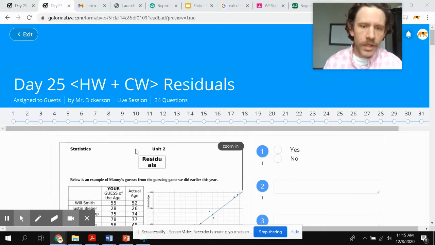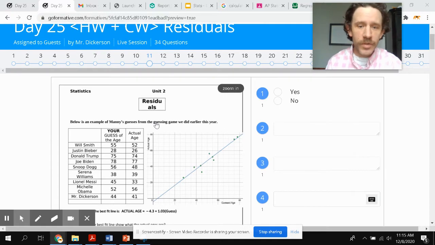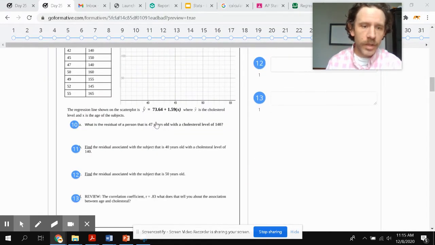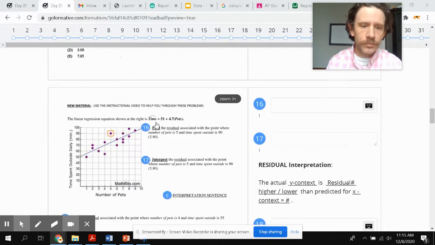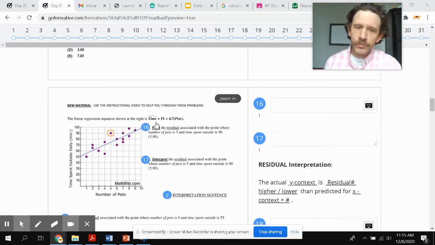Hey, stat students, we are going to talk about residuals and how to interpret them. So here's the deal. When we go to this problem down here, number 17, we've got to interpret the residual. So first we've got to get the residual to be able to interpret.